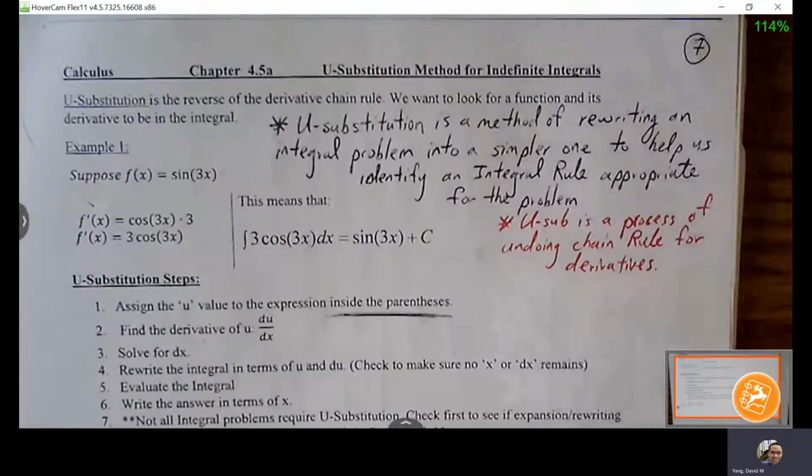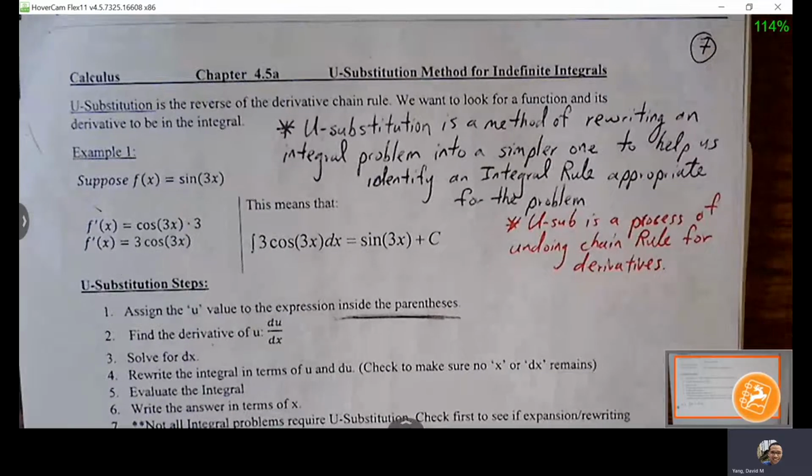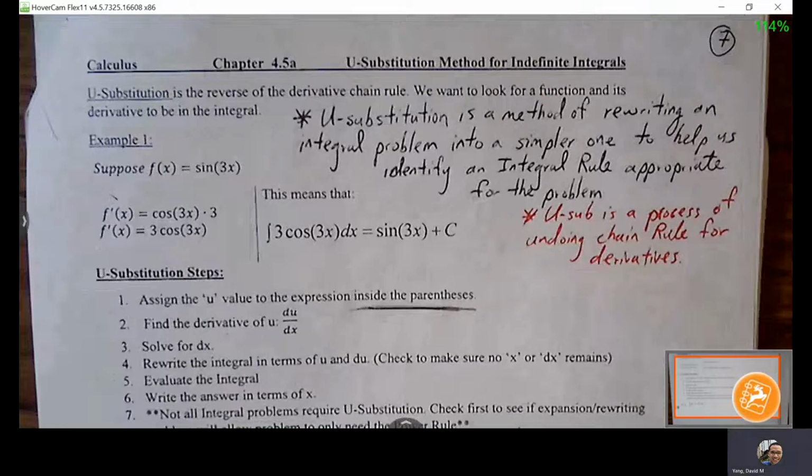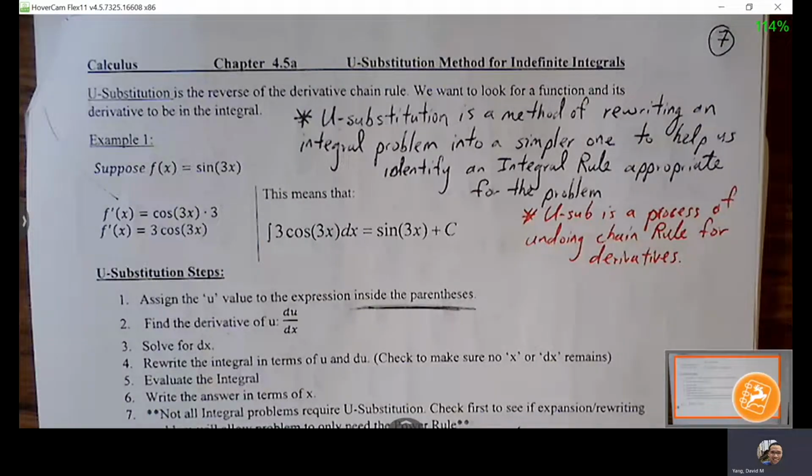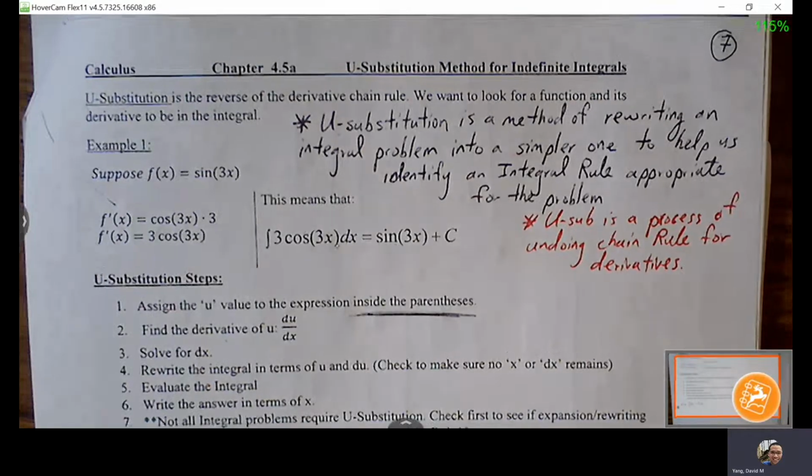All right, today we're going to talk about U-substitution. If you guys can turn to page 7, spend a minute to just copy down the additional notes that I have up here. Page 7.